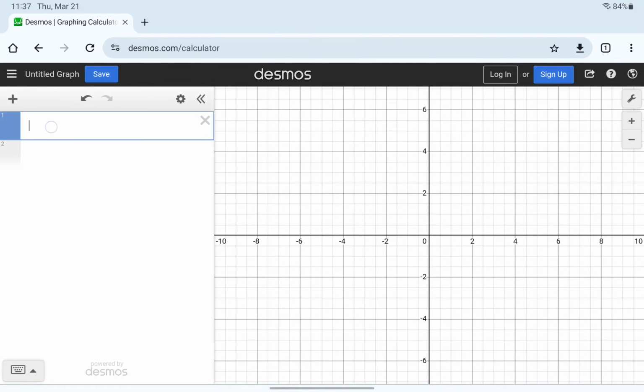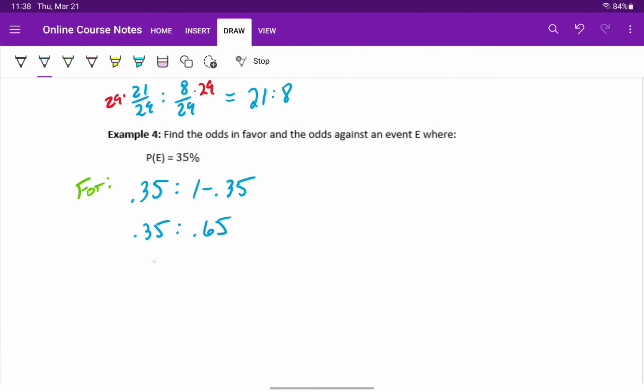Then to simplify this, we could type that fraction in: 0.35 to 0.65. That gives us a decimal answer. So if we use that button in Desmos to convert that to a fraction, this would reduce to 7 over 13. So our odds for would be 7 to 13. And then for odds against, we flip those two values around, so that would be 13 to 7.